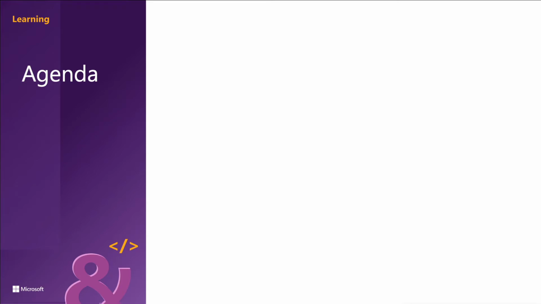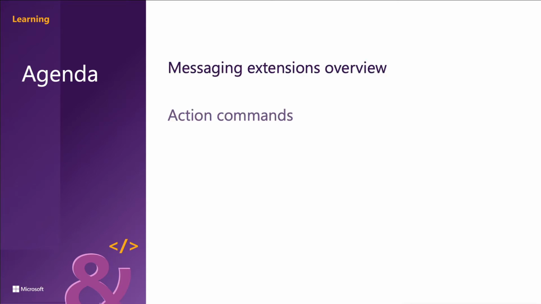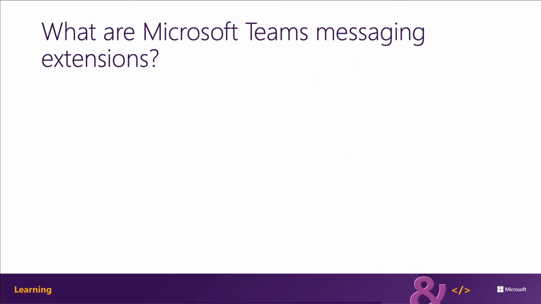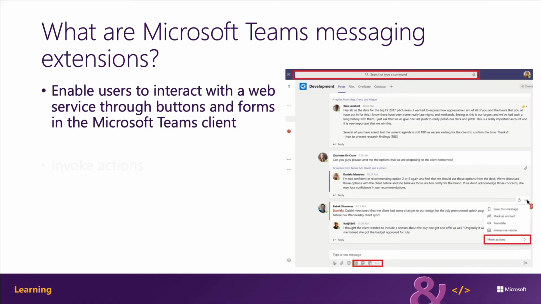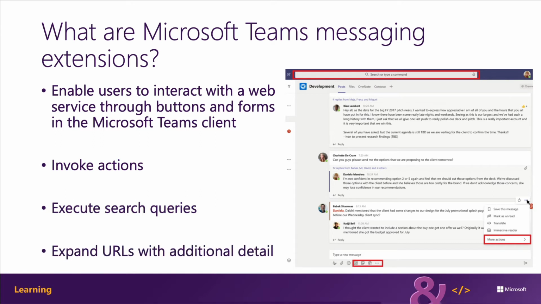We're specifically going to do an overview of messaging extensions, then we're going to look at action commands and how to create action commands in this section. So what are messaging extensions? Messaging extensions allow users to interact with your web service through buttons and forms in the Microsoft Teams client. They can search or start actions in an external system from the compose message area, the command box, or directly from a message. You can then send the results of that interaction back to the Microsoft Teams client. Typically, you'll do this with a richly formatted card.